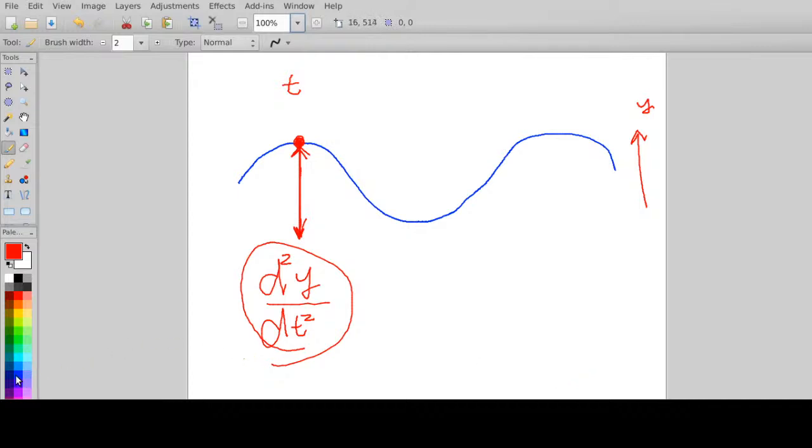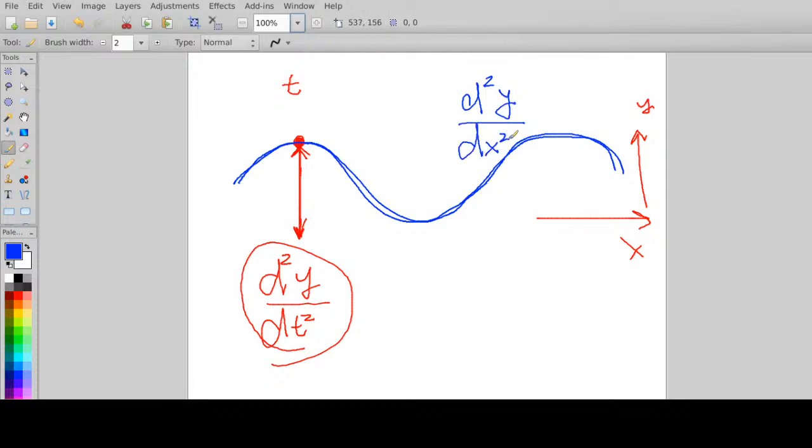What about the second derivative with respect to x? Well, x is this way. Let's do that in red too. If you're talking about the second derivative with respect to x, that's the blue, because the second derivative with respect to x is how does the thing change over x, and so that's the wave structure or the waveform. So this piece describes the waveform.